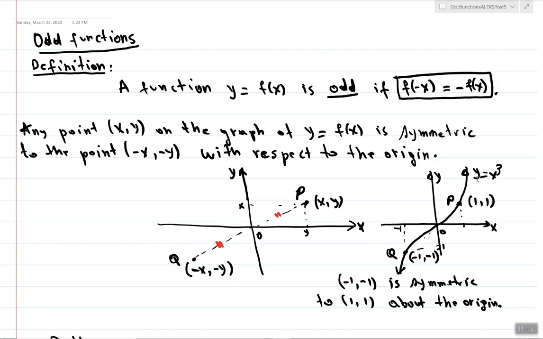For example, if you look at the graph of y equals x cubed, you'll see that here we have a point 1 comma 1, which is symmetric to the point negative 1 comma negative 1 about the origin. That means the distance from 0, 0 to 1, 1 is the same distance as from 0, 0 to negative 1, negative 1.